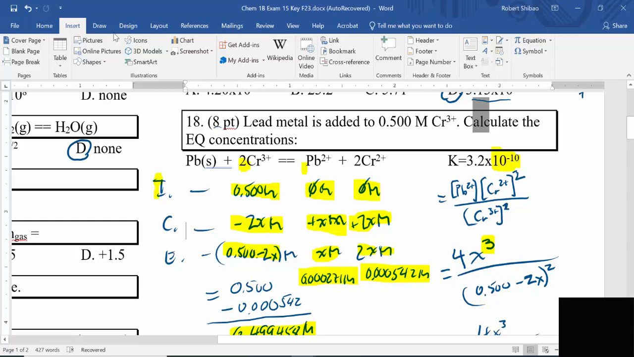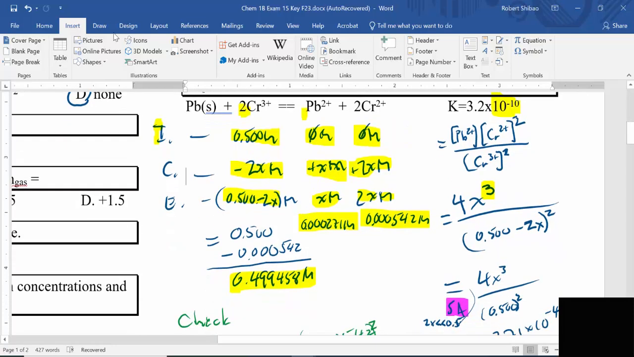We're allowed 2 sig figs, but I usually carry extra, at least one extra, to minimize rounding error. And so the lead concentration is x, so that's 2.71 times 10 to the minus 4, or 0.000271 molar. The chromium concentration is double it, so 2 times that is 0.000542 molar. And then the chromium-3 concentration is 0.500 minus 2x, which is the 0.00542, which gives me 0.499458. The reason I'm going to carry extra digits here is because I want to check my equilibrium concentrations.